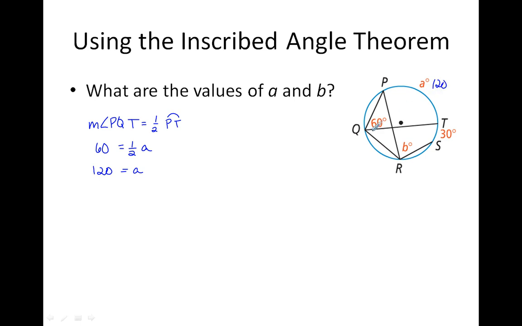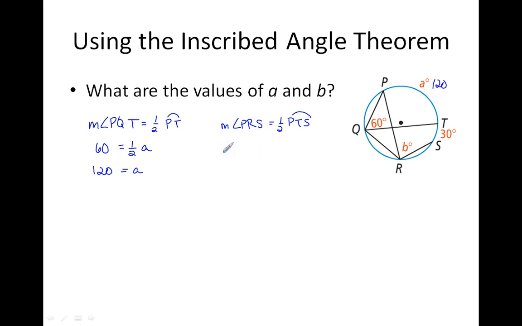Okay. To help us find B, B is the measure of angle PRS, and it is half of the intercepted arc, which in this case is PTS. And I'm using 3 letters because it may or may not be a major arc. It's kind of hard to tell from the picture, but this will specify which way it's going to go.